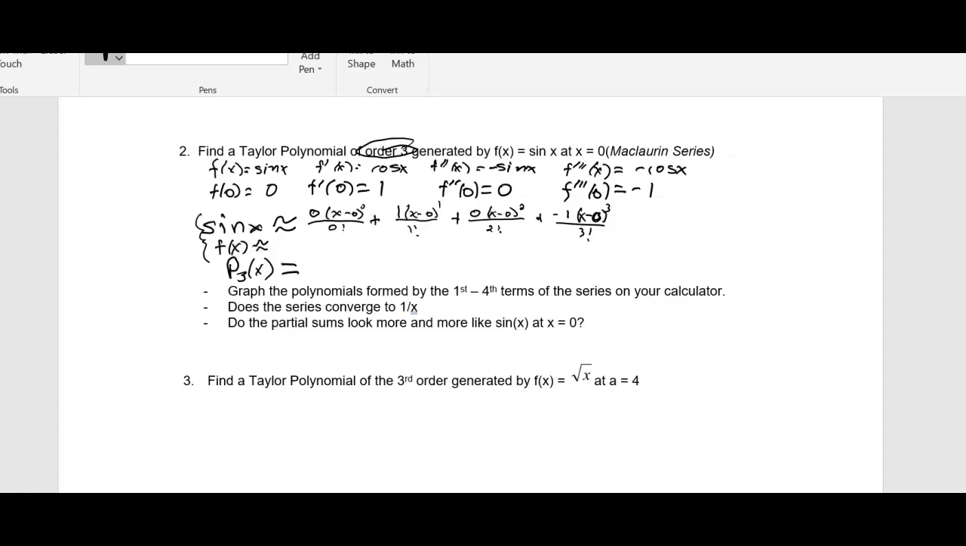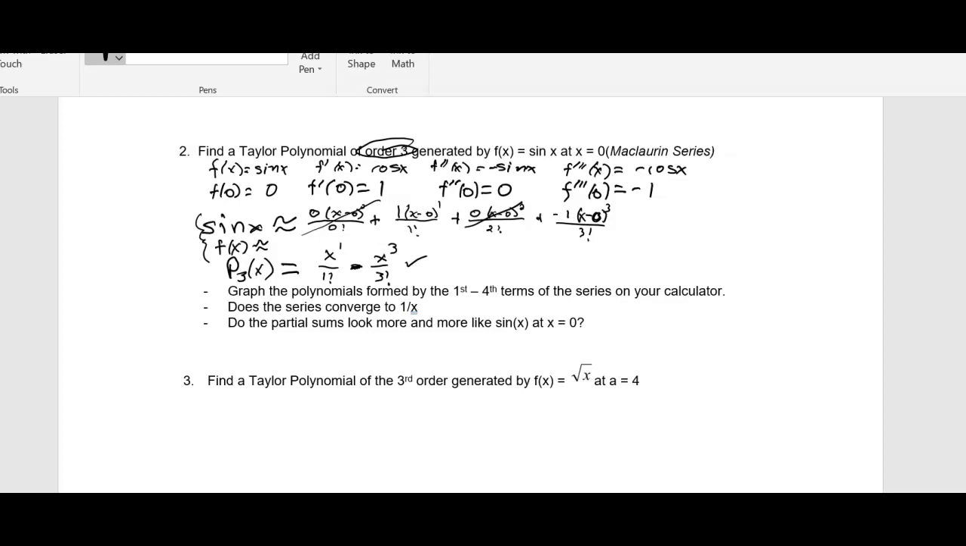The first term would just drop because we're multiplying by a 0. Our first real term in our polynomial is just x to the first over 1 factorial. This term drops because we're multiplying by a 0. The next term we would get is minus x cubed over 3 factorial. That's our polynomial for sine of x.